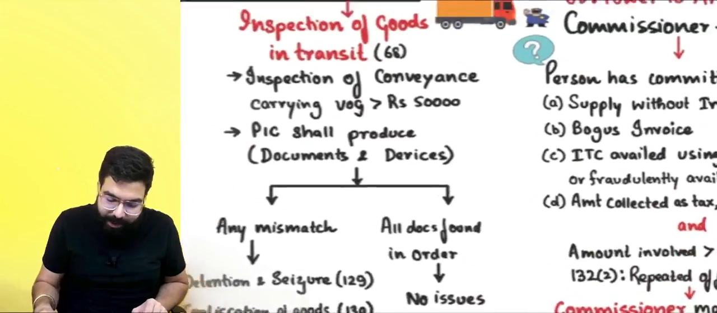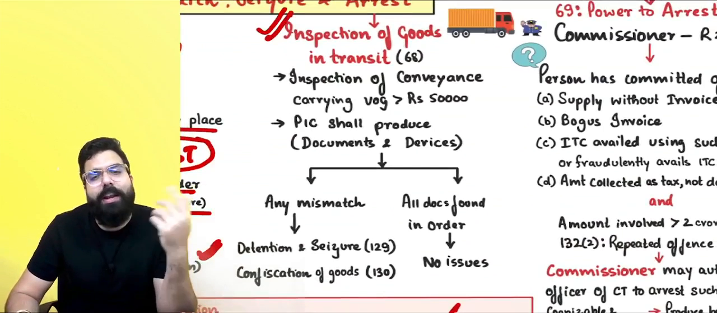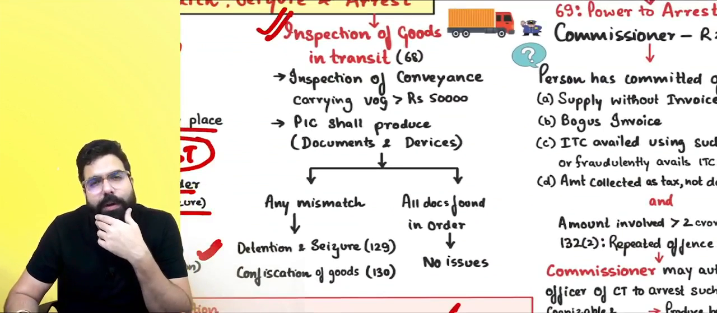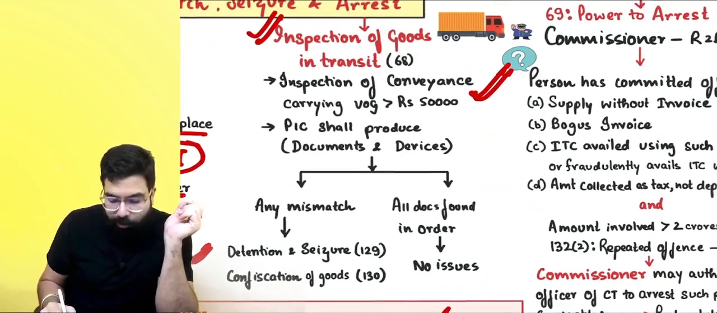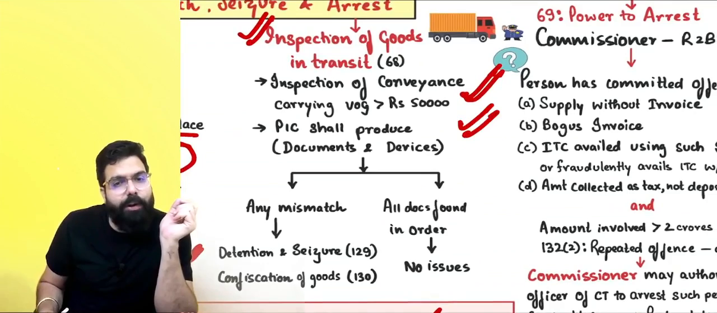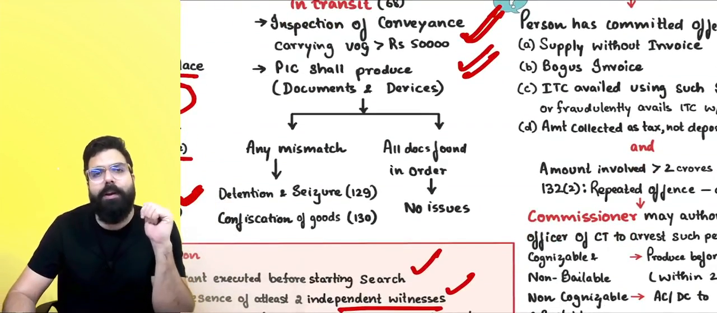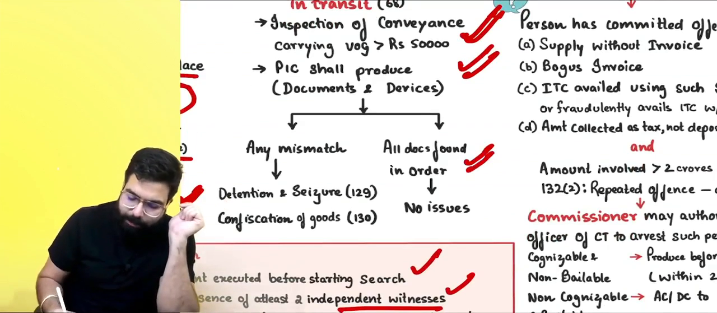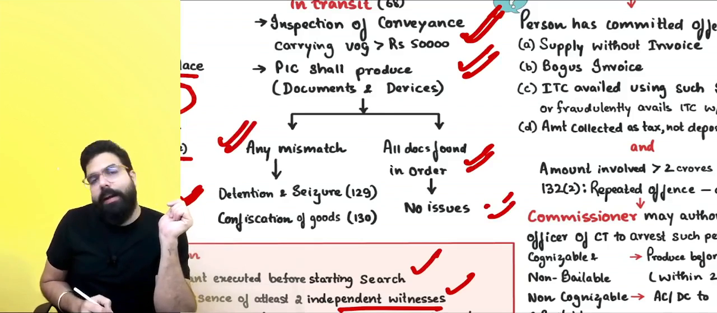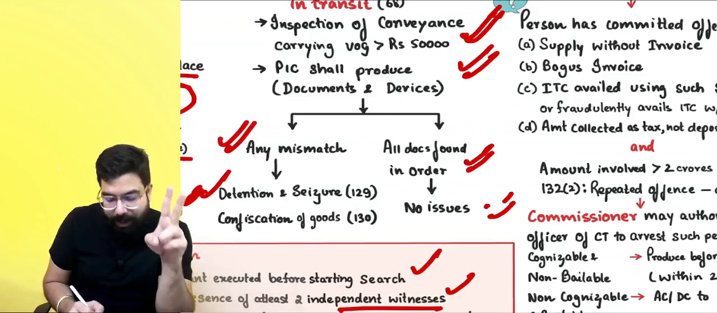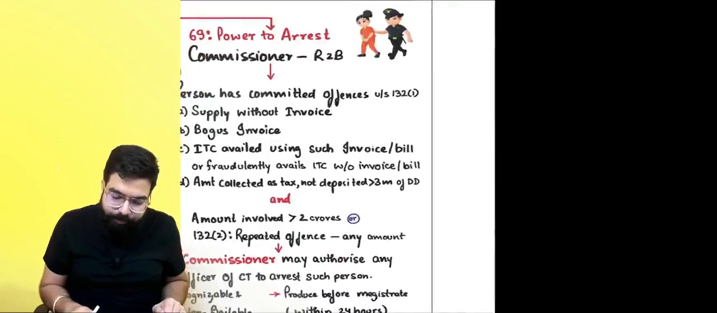Section number 67.8 talks about inspection of goods in transit. Whenever you are taking goods of value greater than 50,000, the person in charge will be stopped on the way and has to produce those documents and devices. As of now, devices are not working, so documents have to be produced. If there is no mismatch, then no worries, you can go. But if there is a mismatch, then first of all detention and seizure will be done, and then confiscation shall be done. Okay sir, point is clear.